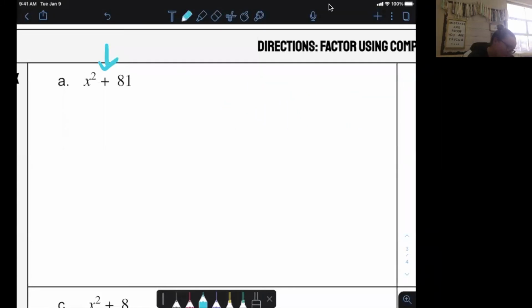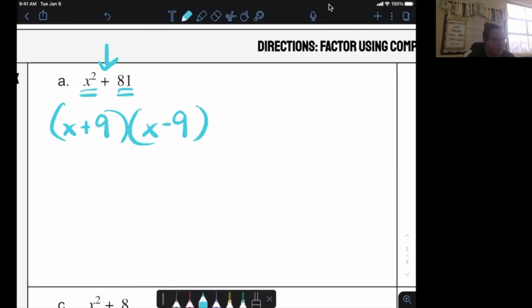So I'm thinking to myself, well, I know that x times x will get me x squared. And I know that 9 times 9 will get me 81. And if I take positive 9 times negative 9, those middle terms cancel out for me. But if I multiply this out, I'm going to get x times x is x squared. x times negative 9 is negative 9x. 9 times x is positive 9x. And positive 9 times negative 9 is negative 81. Well, what's handy here is that these middle terms cancel, but I'm left with a negative 81.